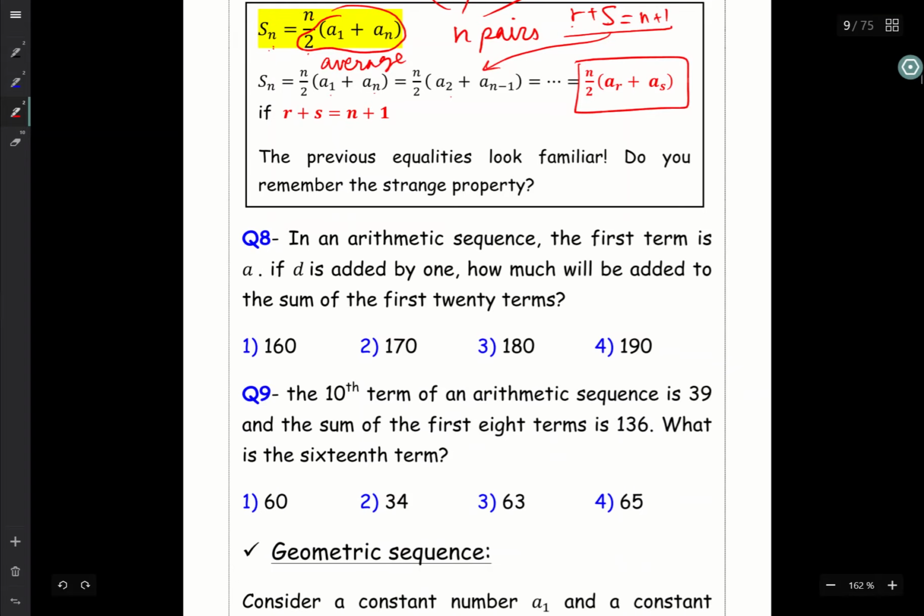So let's solve this question to understand this property better. In an arithmetic sequence, the first term is a. If d is increased by 1, how much will be added to the sum of the first 20 terms?